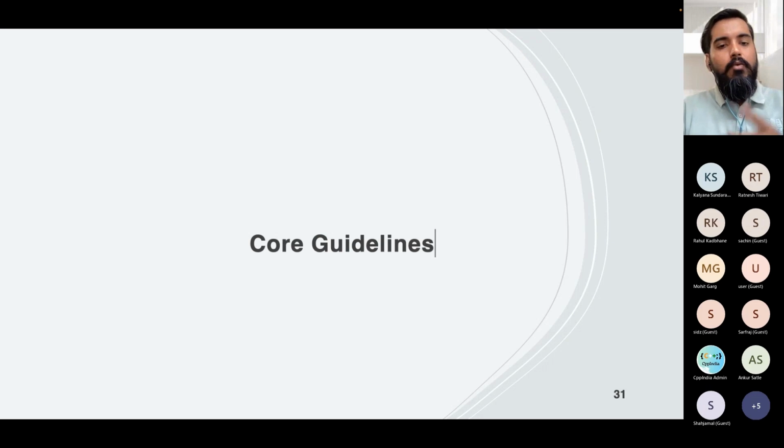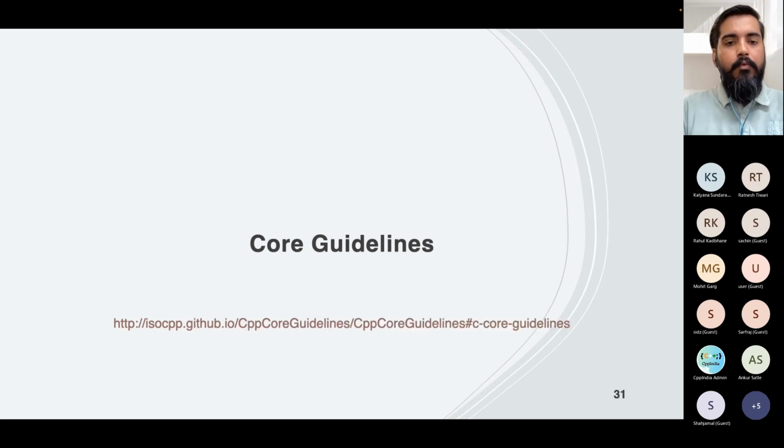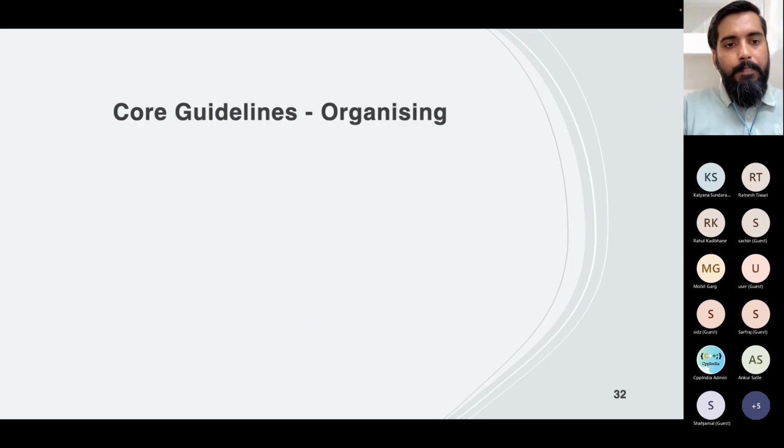Now there will be less code and more talking. So this is the link. You can read all the guidelines. There are more than, I think, 150 core guidelines. I'm not covering all. There are a few I am covering here because if I want to cover all, it might go a very long time. So I tried to categorize these core guidelines. So first is organizing your data.